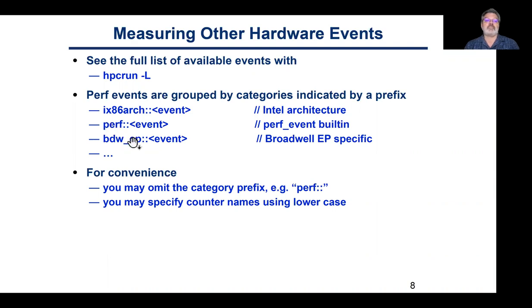And then for particular processors, they'll have some other sets of events like BDW-EP, and that's like Broadwell EP specific events. And so these are events that are available on a particular instance of an x86 architecture. So I'm sure that there's some KNL specific events or some Haswell specific events if we look on Cori. I mentioned that you can omit the colons, and you can also specify counter names with lowercase.